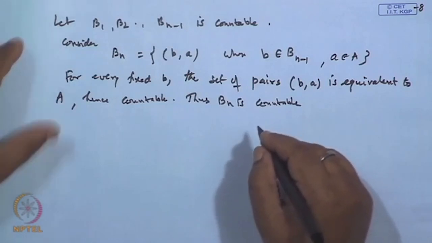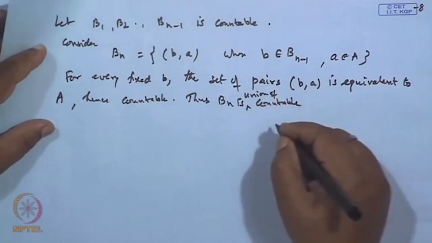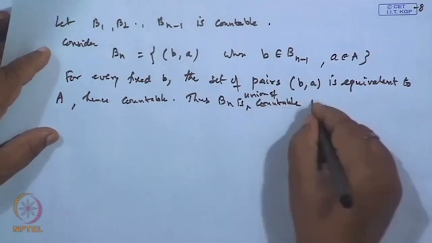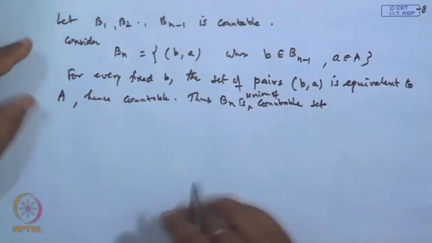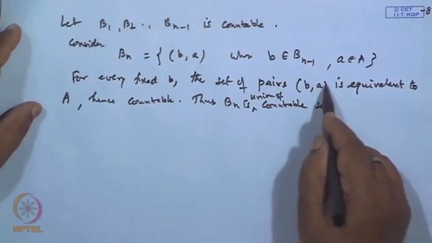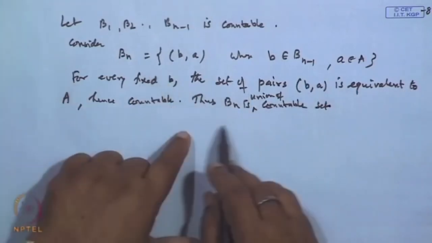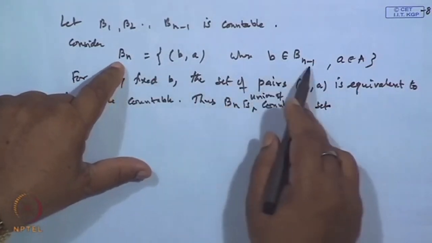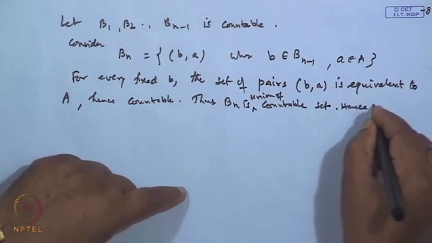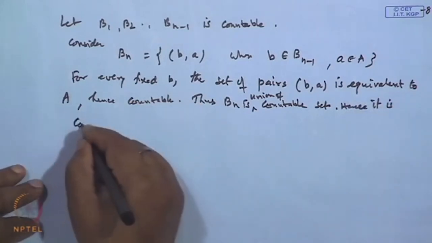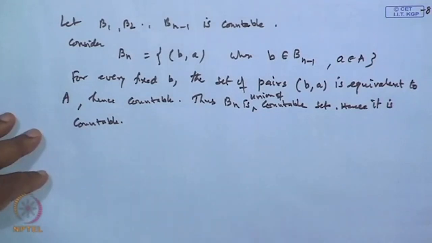The union of Bn is a union of countable sets, because A is countable and you are fixing Bn minus 1, which is also countable. So, basically Bn is the union of the countable sets Bn minus 1 and A. Hence it is countable, by the previous result. Therefore, Bn is countable. So, this proves the theorem.